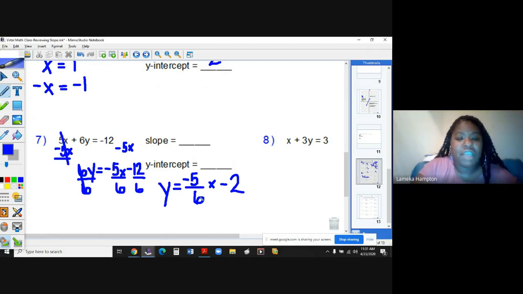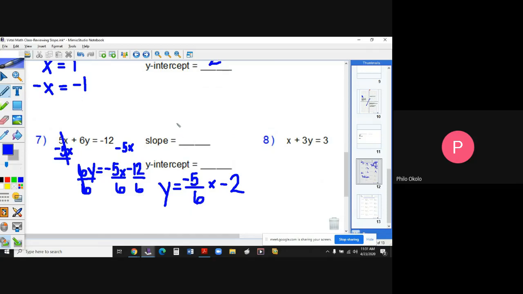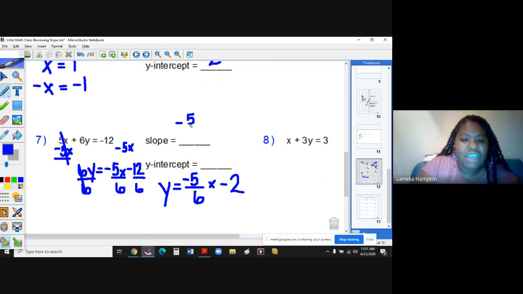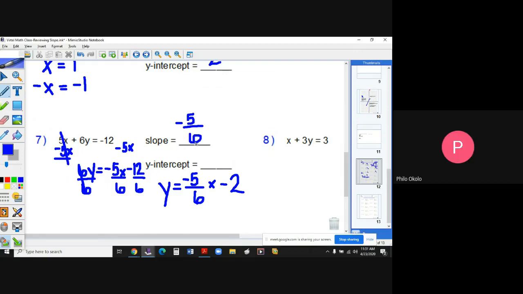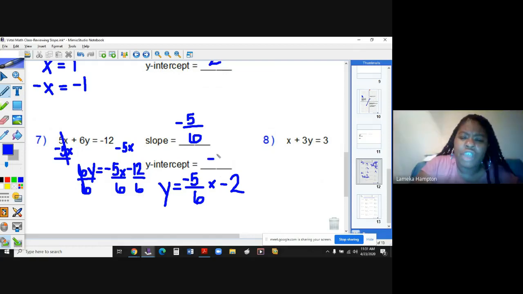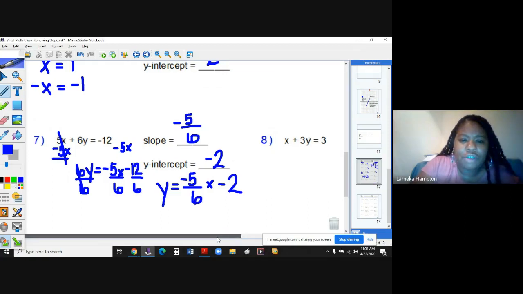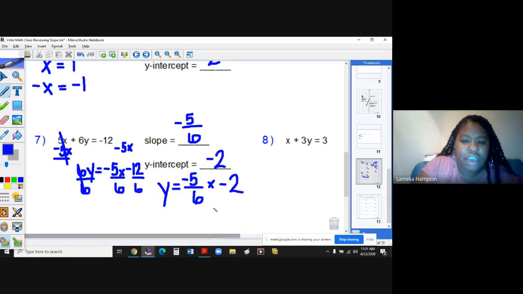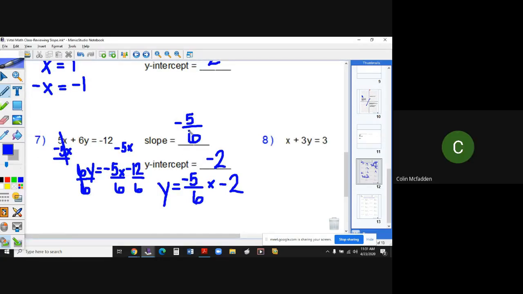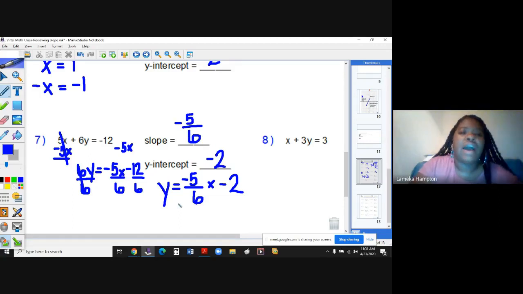So with that being said, now we can identify our slope and the y-intercept. So what is the slope? The slope is -5/6. And Mr. McFadden, what is my y-intercept? -2. Well, thank you, Miss Philomena. All right. So far so good with that problem. Do we see how we came up with our answer? Yes, ma'am. Okay. How about you, Mr. McFadden? You doing okay? Yes.